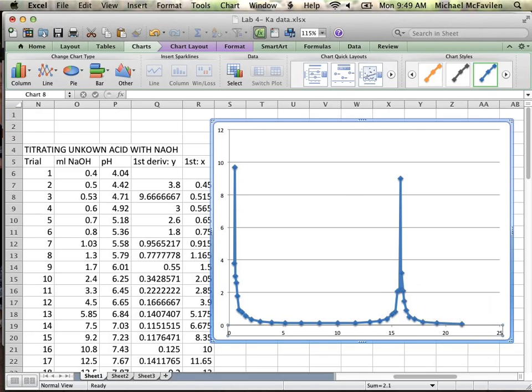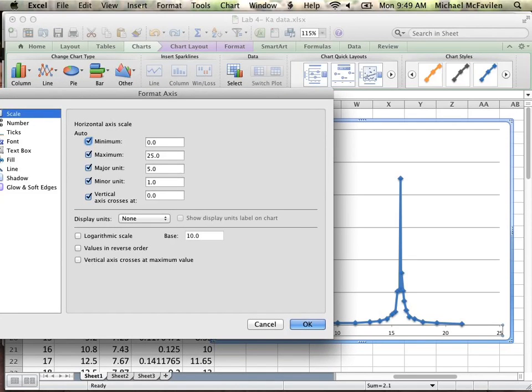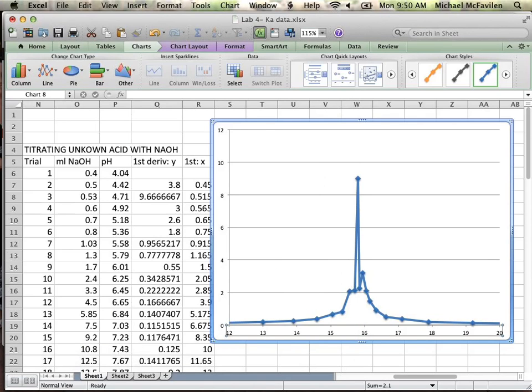So what we'll do is go ahead and zoom in on that range so that we can see it a little bit cleaner. So we'll format our axis again. We'll make the minimum, I'll go with 12, maximum 20. So now that we can see that peak a little bit better. Okay. This would then be our first derivative plot.